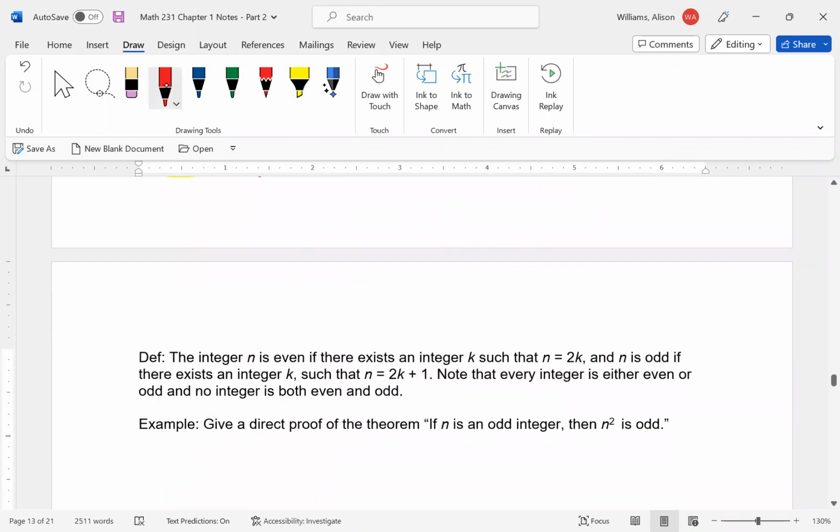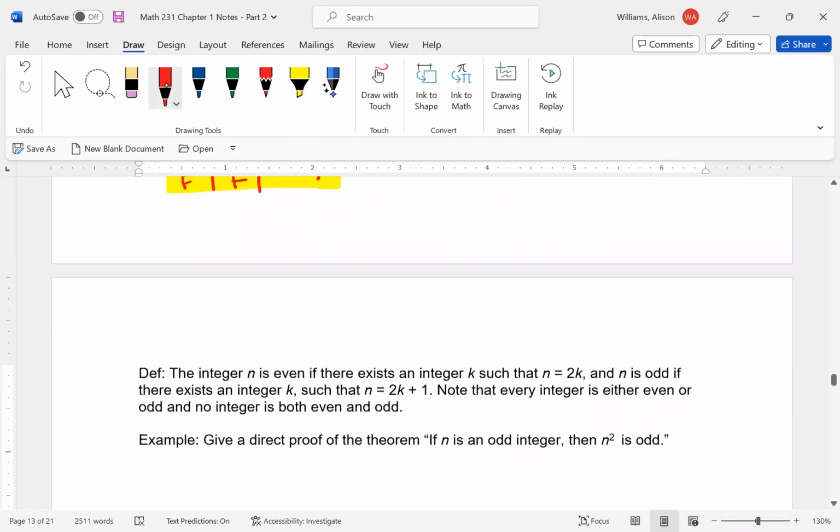Before we do, real quick definition. We often use in number theory the idea of even versus odd. An integer n is even if we can write it in this form, as 2 times a number, 2k. And n is odd if we can write it in this form, 2k plus 1. So basically it's like an even number plus 1. We'll use that when we're doing number theory proofs, which is quite a few proofs we'll see.